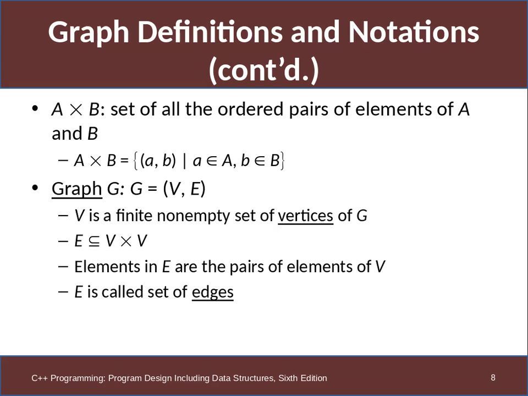A cross B is a set of all ordered pairs of elements A and B. So A and B in here are sets, aka multiple numbers. So when you cross them, you get one element. The combination of all of them is the cross.